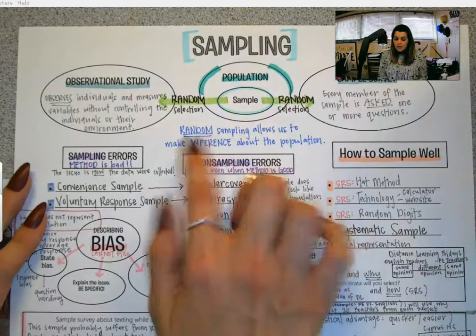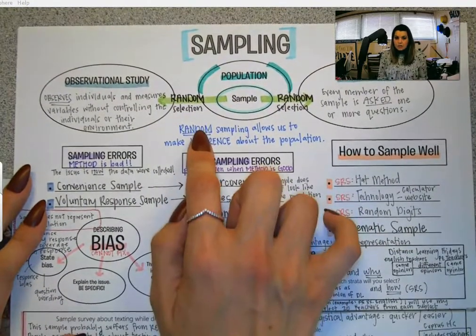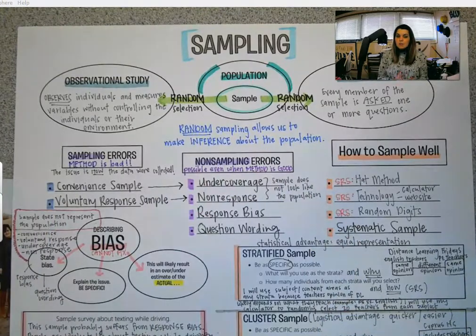And then down here, I'm just making sure that I know that random sampling allows us to make inference about the population. Because we are choosing our sample randomly, that's what allows us to say we think that this is true for all people, not just the 400 people that we looked at.